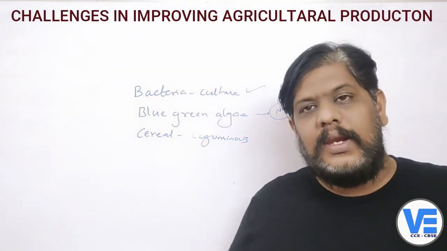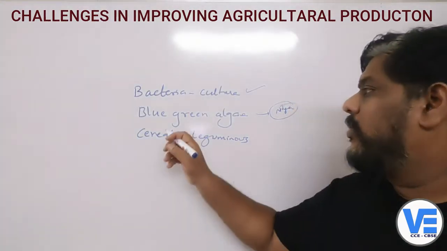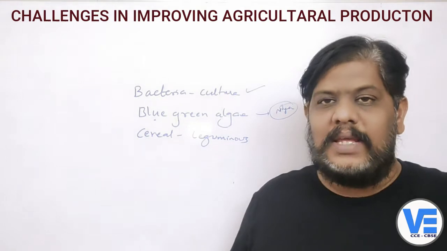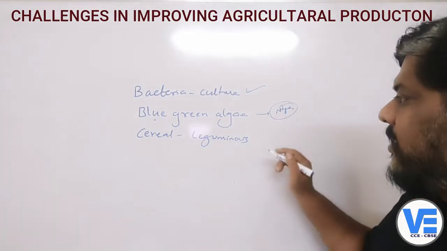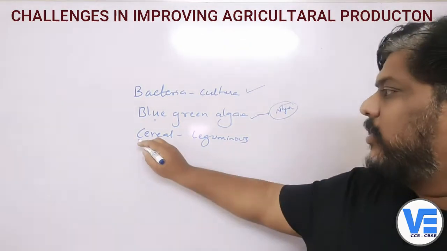So there is no need for extra nitrogen to be added to the crops, and also if you are able to add blue-green algae to the soil, right? What they will do is prepare the nitrogen. They are able to get the nitrogen, right? So that is how blue-green algae is also useful. And coming to these cereals.